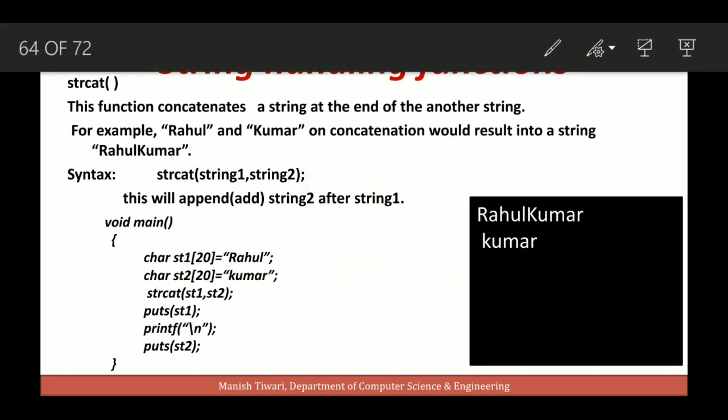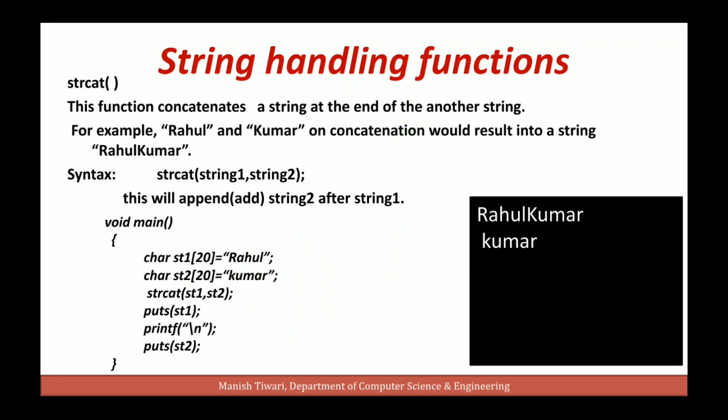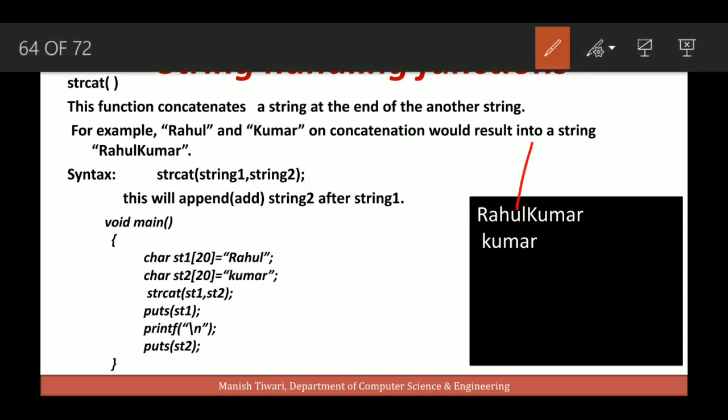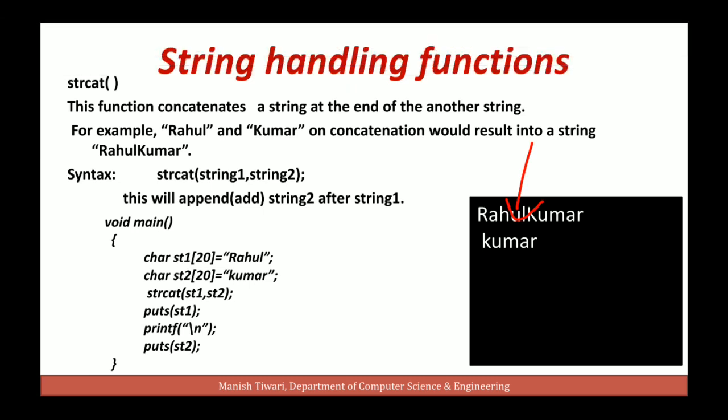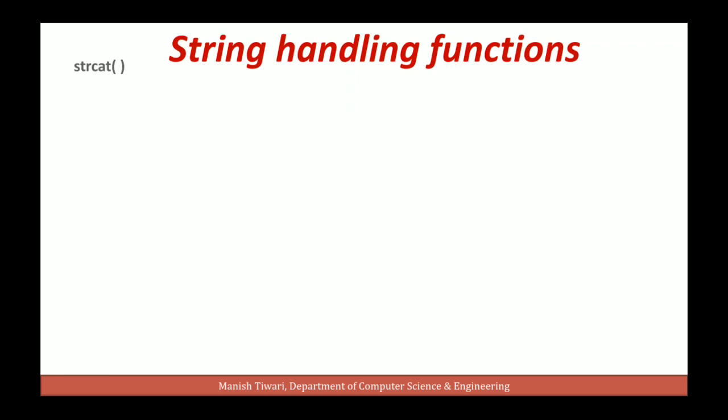And now suppose if we want to print a space in between this Rahul and Kumar, then first we need to concatenate st1 with a space, then that string st1 will be concatenated with st2. Then there will be a space between Rahul and Kumar. Here is the example.